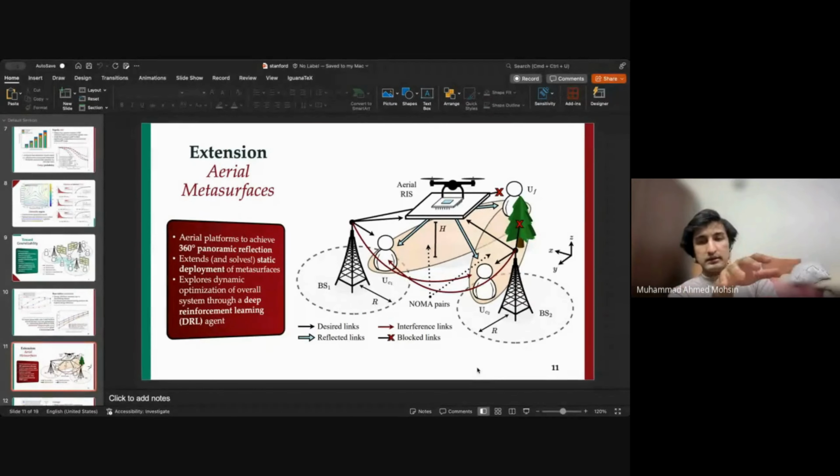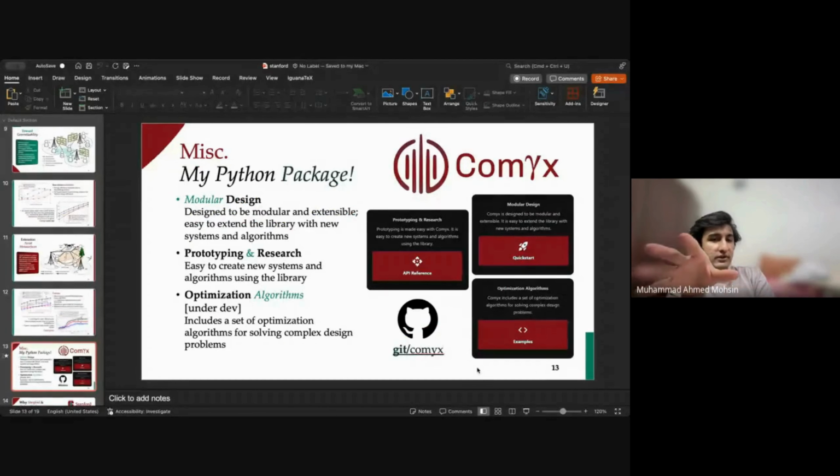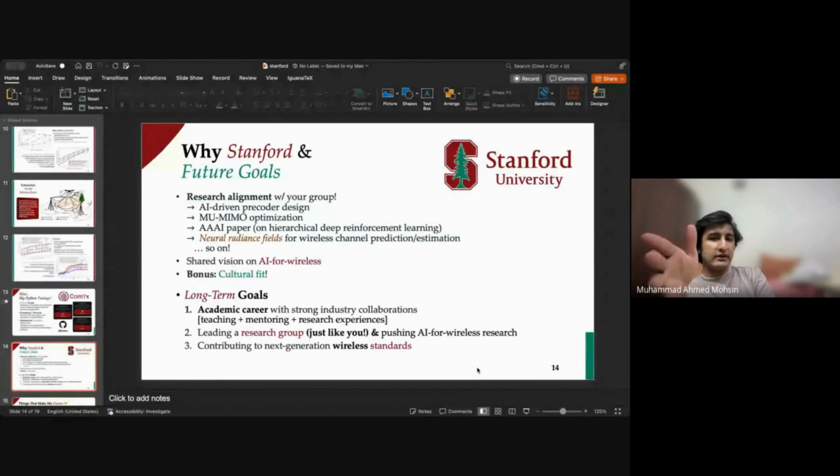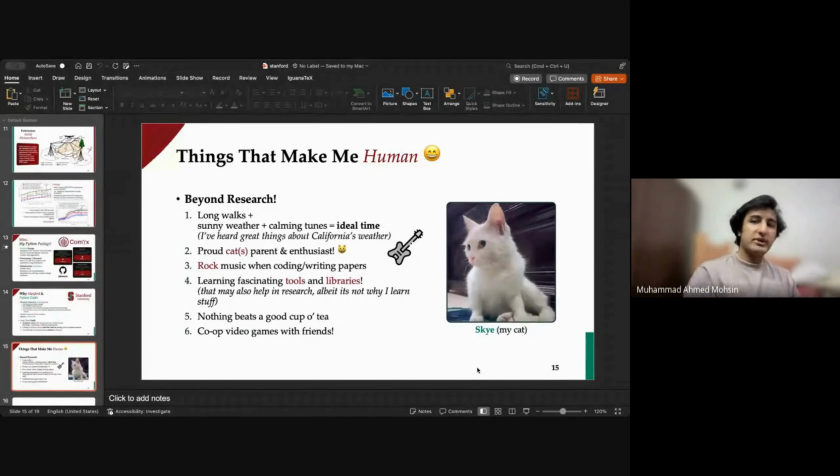So this is all research experience, or if you don't have any research experience, you can add different projects that you can showcase to the professor, and the professor might like any of them. It would click with him, and he might understand that you are the person he needs. These are all the projects that he did, and then at the end he told why Stanford, what his future goals are, and then a slide about what makes me human, what I do beyond research.